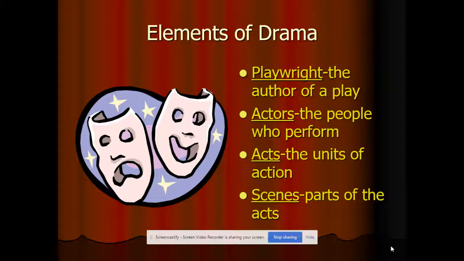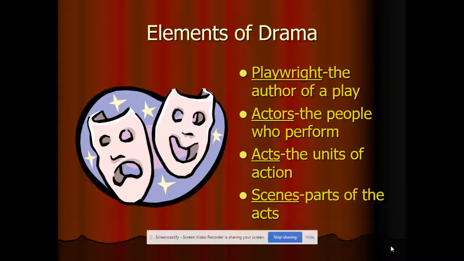When we talk about drama, there are certain terms that we're going to talk about. The first one is a playwright. That one's easy to remember. A playwright writes a play. It's simply the author of a play. If we're talking about a novel, we use the word author. If we're talking about a poem, we use the word poet. A playwright is the author of a play. The people who perform are the actors.